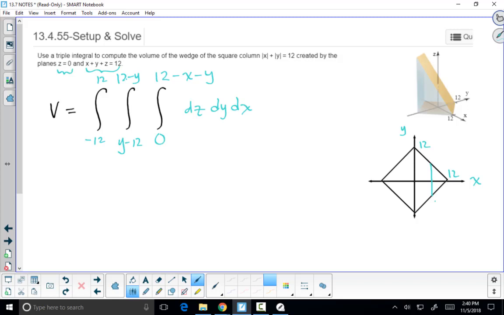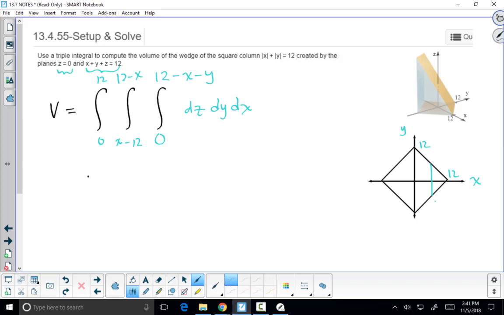Okay, so now how much of the volume is this finding? Wait, shouldn't that be in terms of x though? That's all of it. Yeah, this should be x. Yeah, y equals y. Okay, but now originally I said x goes negative 12 to 12. Can x go negative 12 to 12? No. Where should x go from? 0 to 12.